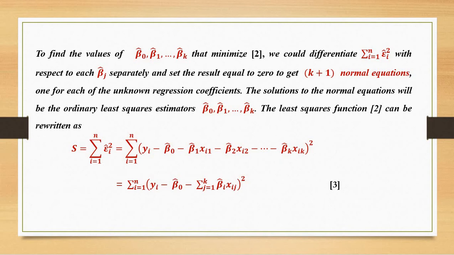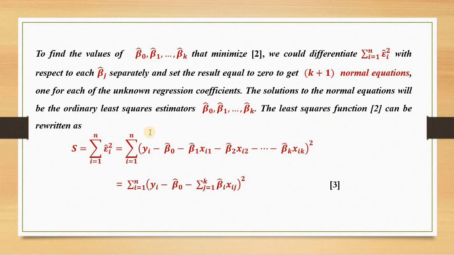Now to find the values of beta naught cap, beta 1 cap up to beta k cap that minimize the least square function, we could differentiate summation i from 1 to n epsilon i cap square, that is the least square function, with respect to each beta j cap separately, and set the result equal to 0 to get k plus 1 normal equations. One for each of the unknown regression coefficients beta naught, beta 1 up to beta k. So the solutions to the normal equations will be the ordinary least square estimators of beta naught cap, beta 1 cap up to beta k cap.